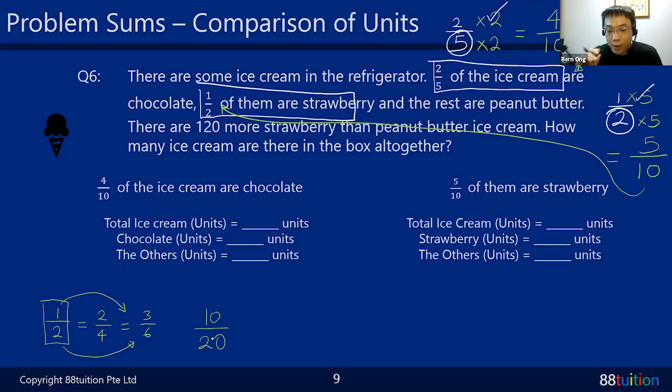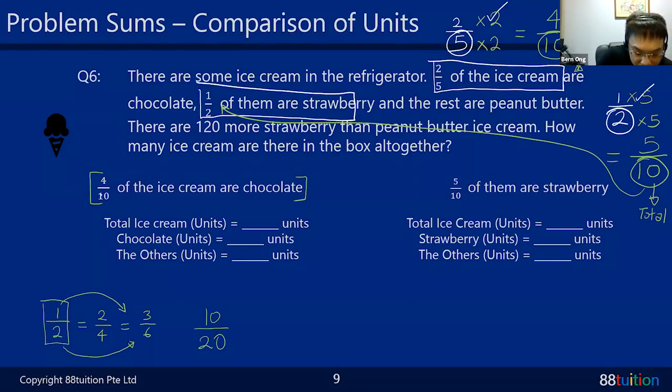So if we can understand that, we are trying to make the what? The denominator here of the same number. Because the denominator represents the what? It represents the total. So the total needs to be the same in order for us to compare the two fractions. So what happens here? Here, we have 4 over 10 of the ice cream are chocolate. Instead of writing 2 over 5, I can write it as 4 over 10.